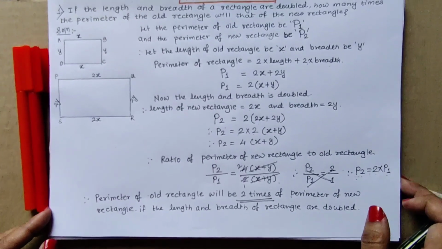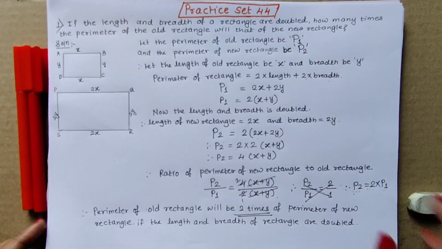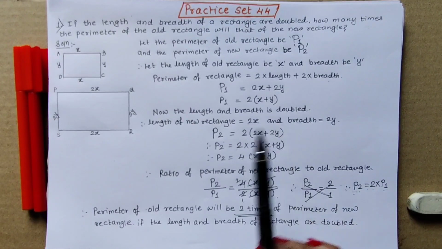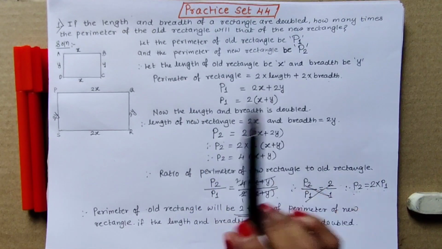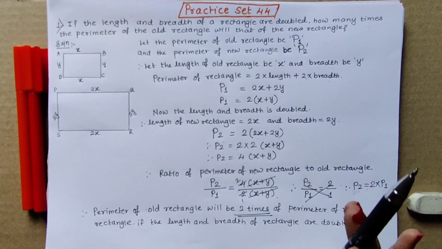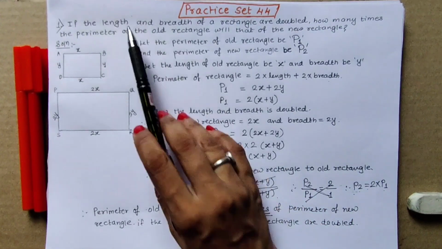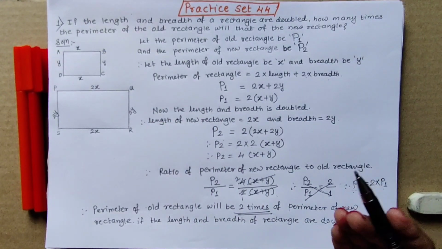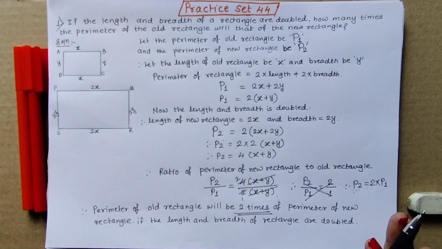So this way we have to write this full solution. That means if the length and breadth are doubled, the perimeter is also doubled. So here the length and breadth of the rectangle are doubled, then the perimeter of the rectangle is also doubled. This conclusion we can come to.